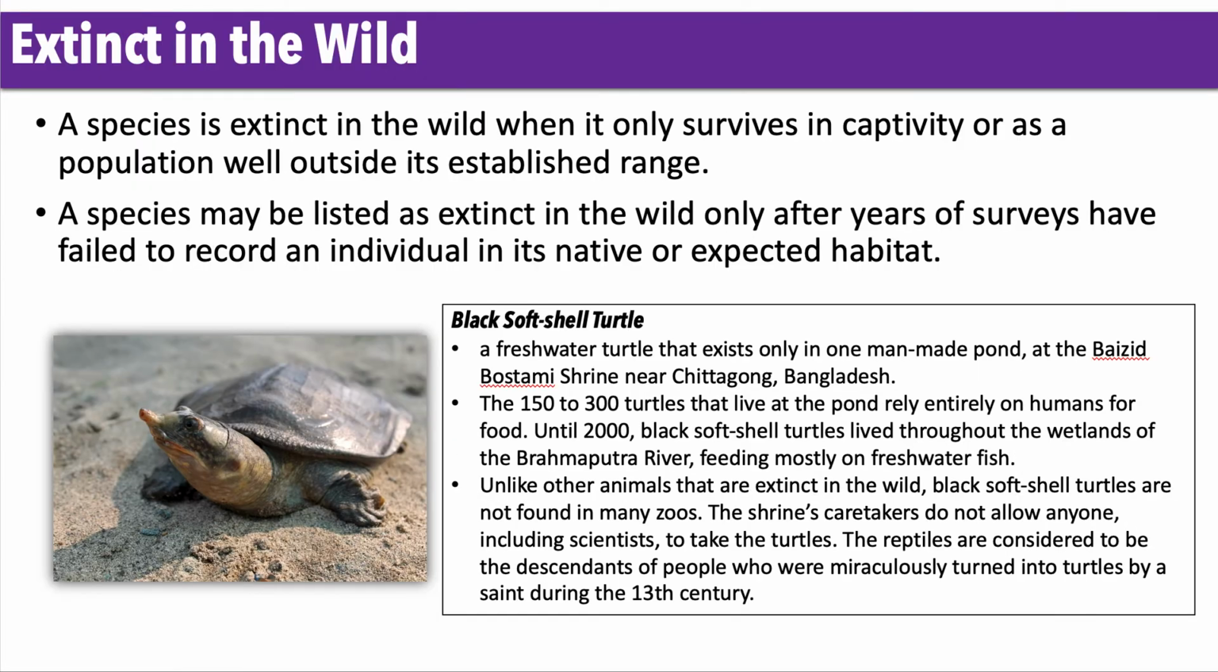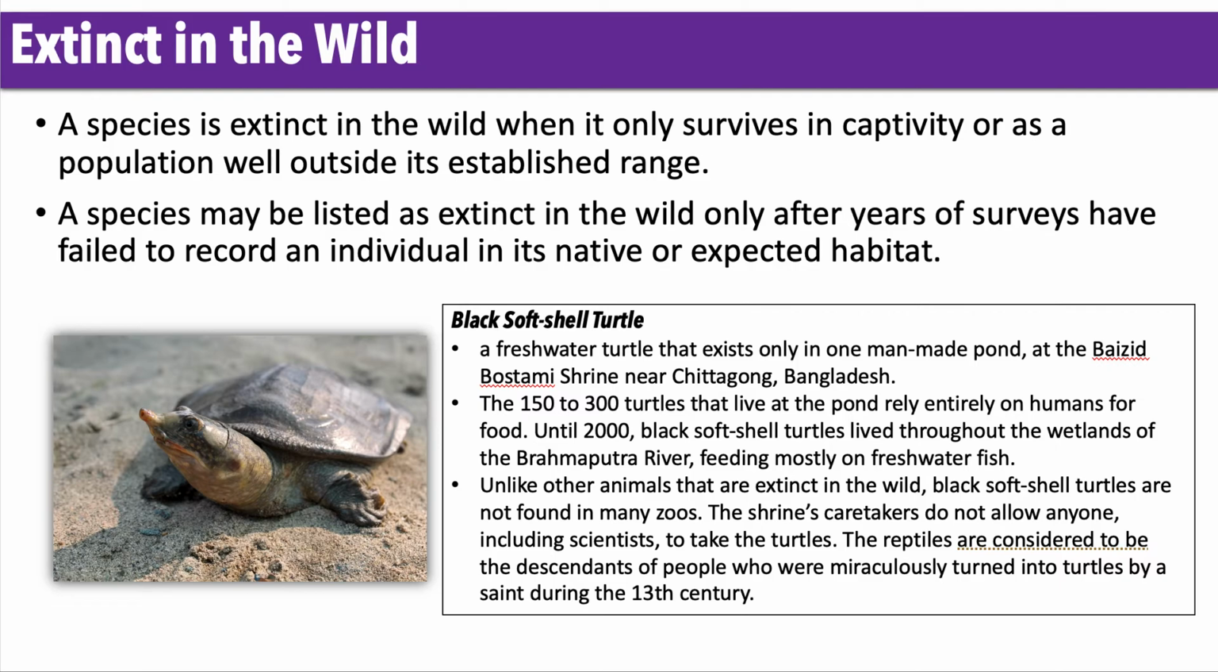Right. Moving on to extinct animals. A species is extinct in the wild when it only survives in captivity or as a population well outside of its established range. A species may be listed as extinct in the wild only after years of surveys have failed to record an individual in its native or expected habitat.